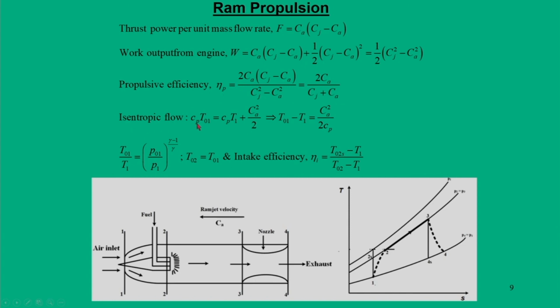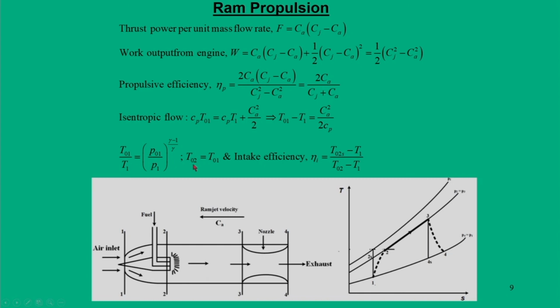Now, considering this flow to be isentropic flow, we can write the equations, and looking at the TS diagram, we can write Cp times T01, that is the total pressure energy, is nothing but the static Cp times T1 plus half Ca square. So, from this we will get a total temperature difference at station 1, and that is nothing but Ca square by twice Cp. So, since the process is isentropic, other relations between stagnation pressure and static pressure will hold good.